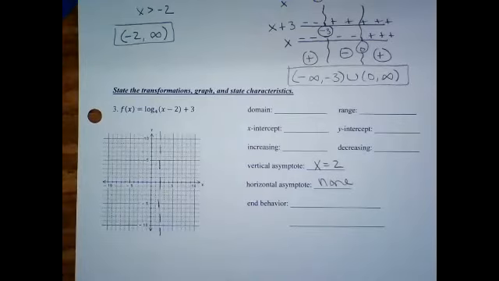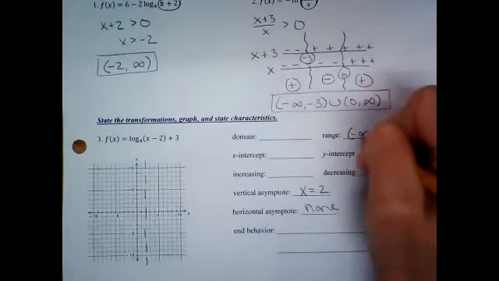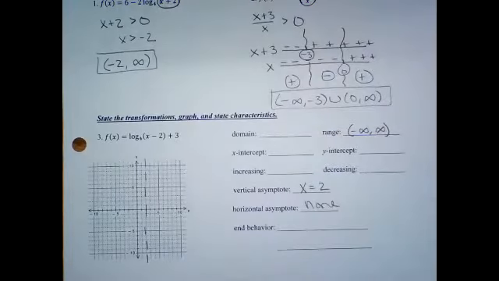What was the other automatic thing that we did for the exponential ones? Do you remember? Domain was all reals. For the logarithmic, the range is going to be all reals because they're inverses. So that's like the automatic step.